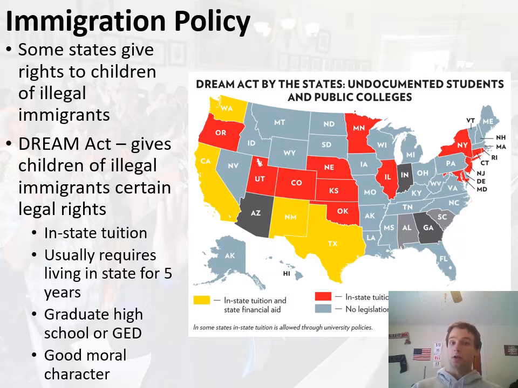And then you can also see that there are states with no laws, and then there are some states that do ban in-state tuition or enrollment, which do tend to be more conservative states. Stricter immigration policies do tend to fall along conservative lines, but not always. But just in general, it tends to fall that way. Now, if you ever hear someone talk about the Dreamers, they're talking about the children of illegal immigrants.